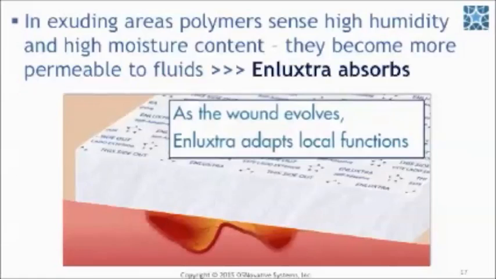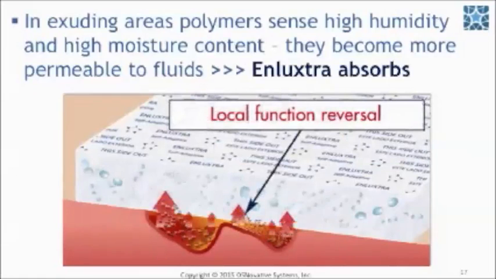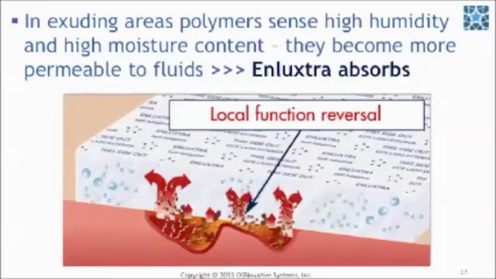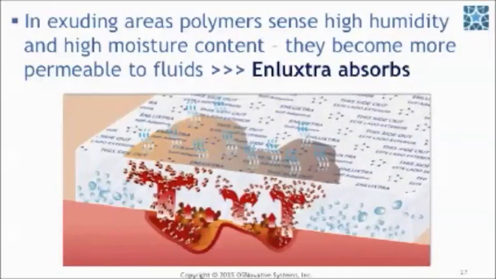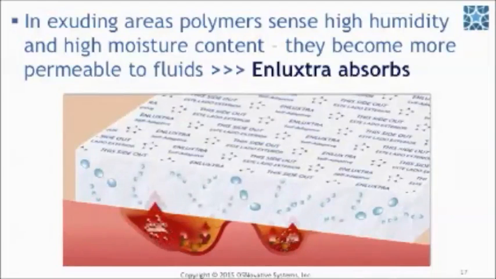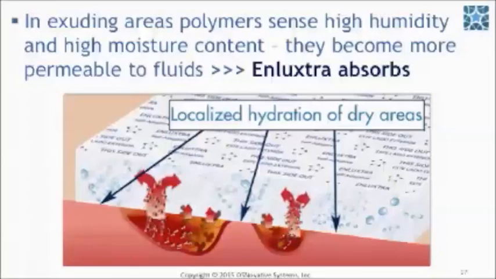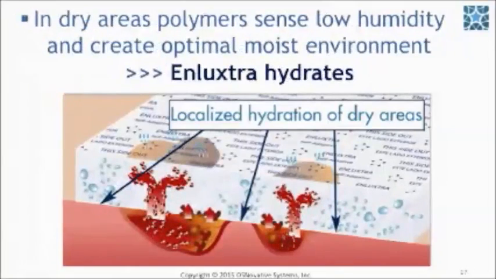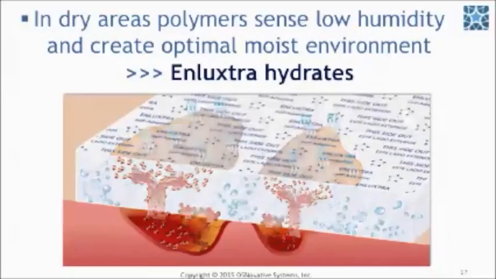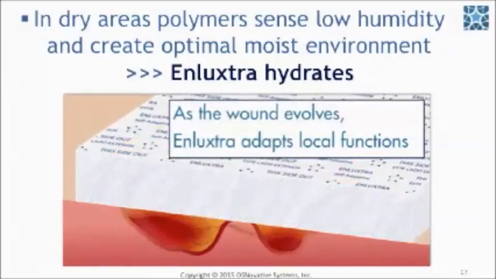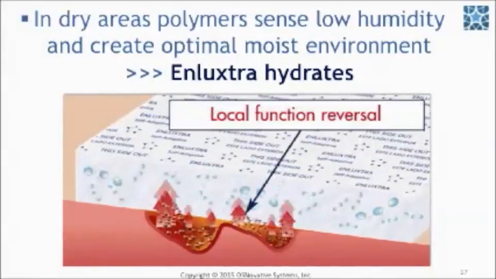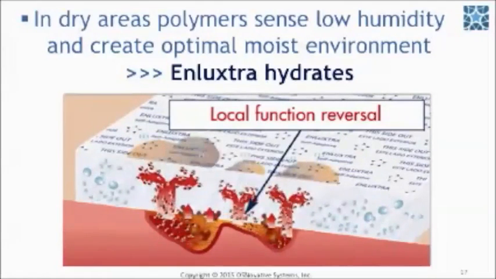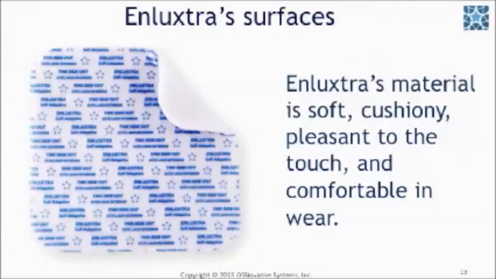In exuding areas, polymers sense high humidity and high moisture content and become more permeable to fluids. Enluxtra effectively absorbs any amount of exudate, exhibiting the highest absorption rate on the market. In dry areas, polymers sense low humidity and start optimally hydrating, maintaining continuous moisture balance and creating an optimal moist wound microenvironment. This is what Enluxtra looks like.